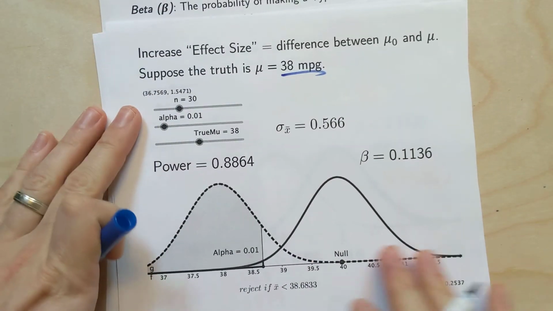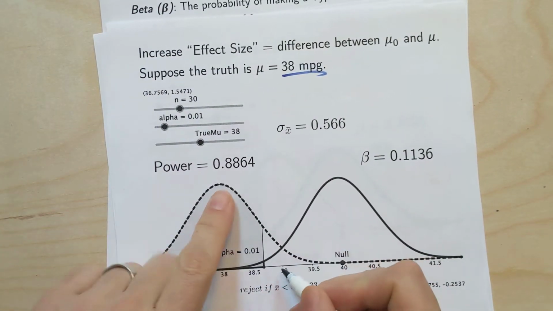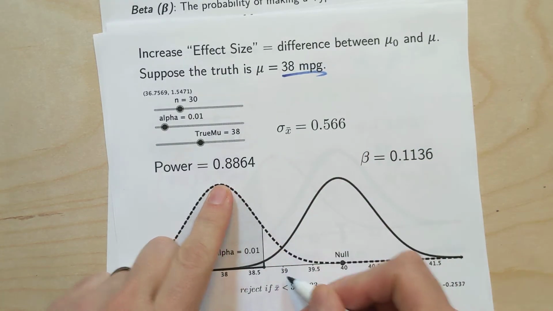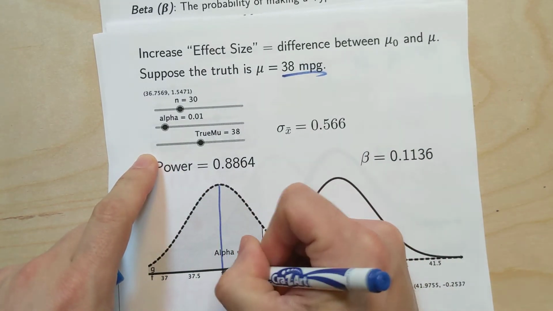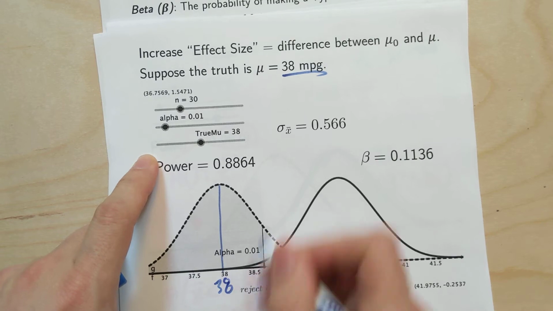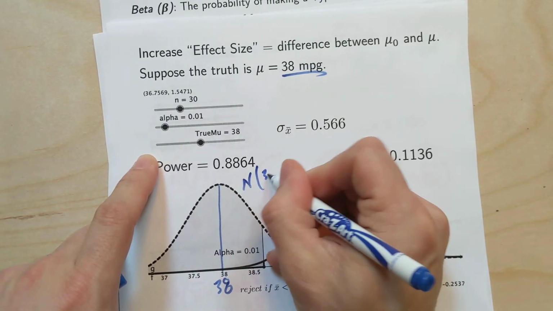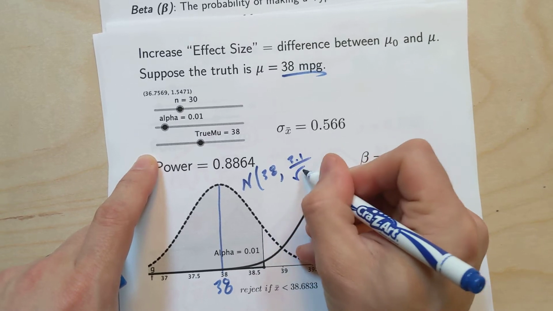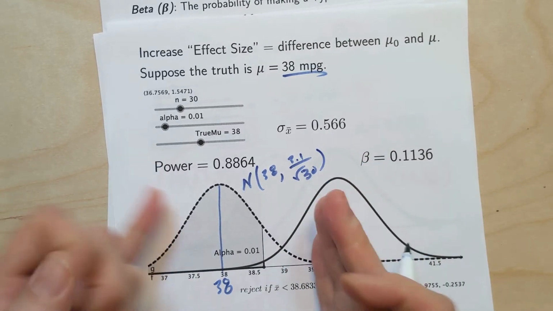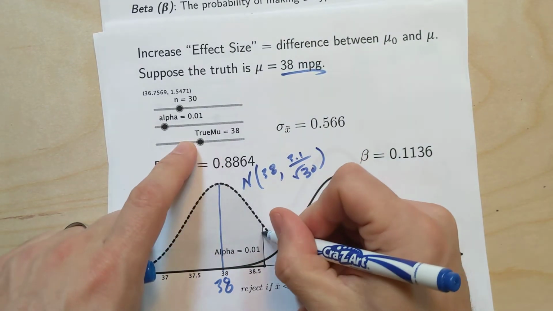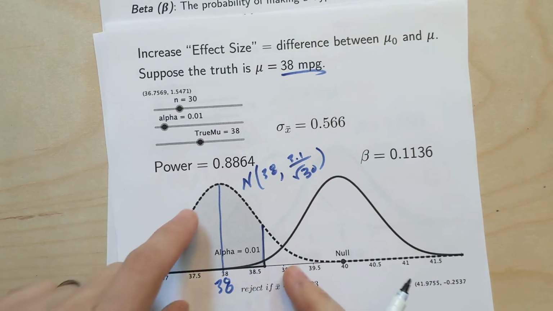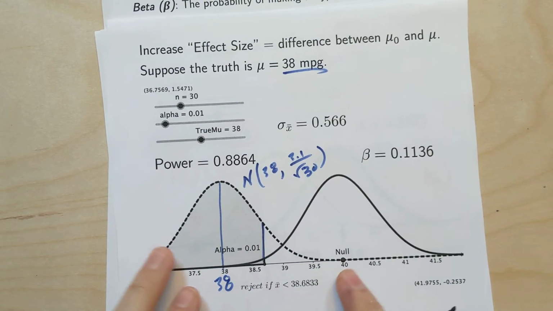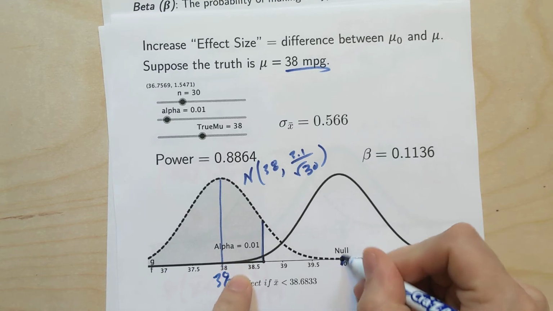And let's say that the truth was even more extreme than 39. Before, remember, we had a normal distribution centered here at 39. Now the true distribution is centered down here at 38, right? So this would be a normal distribution with a mean of 38 and still the standard deviation of 3.1 divided by the square root of 30, right? Centering this distribution further down greatly increases the power of our test because now the truth is more extreme, away from that null hypothesis over here.